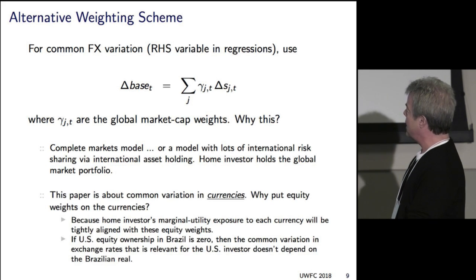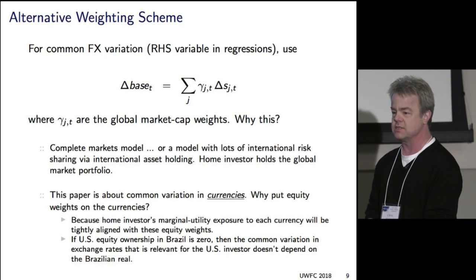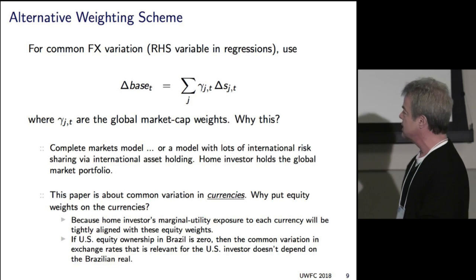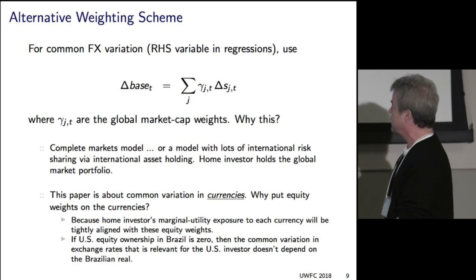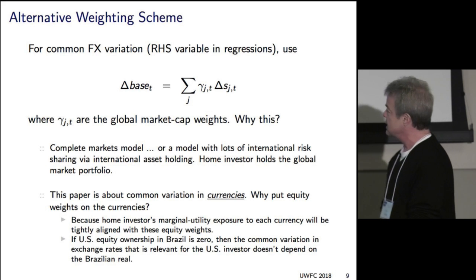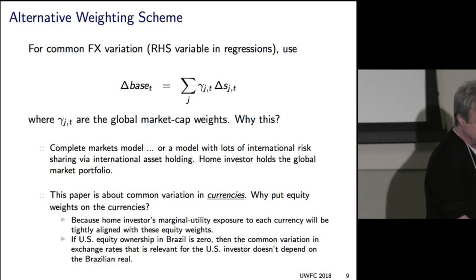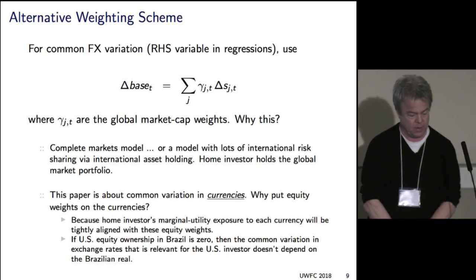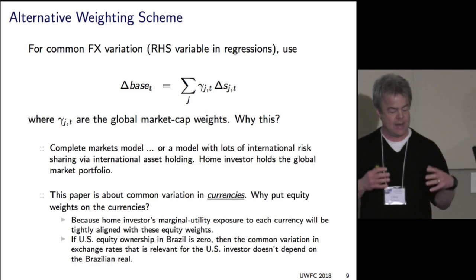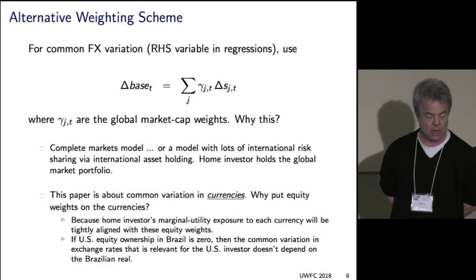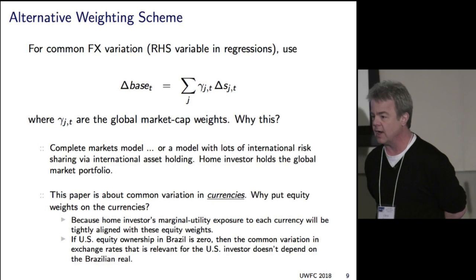This paper is about common variation in currencies. Why am I putting equity weights on the currencies to define what common variation is? Well, same thing, because the home investor's marginal utility exposure to each currency will be tightly aligned with these equity weights. Okay? For example, if US equity ownership in Brazil is 0, then the common variation in exchange rates that's relevant for the US investor doesn't depend on the Brazilian real.